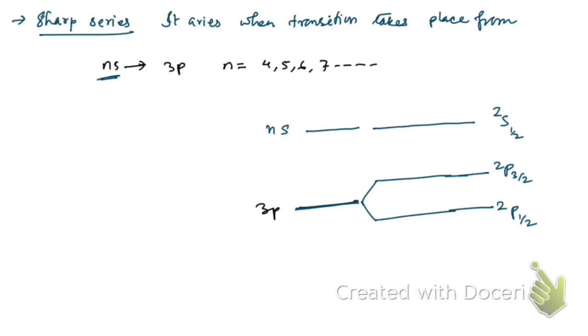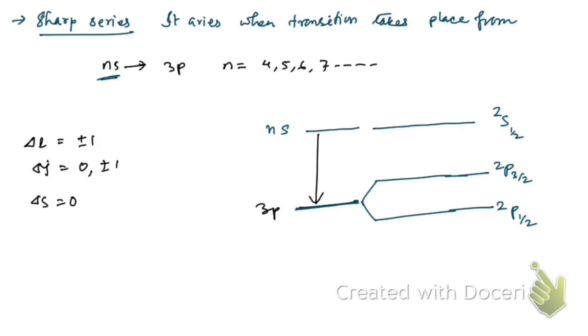Okay, so now here transition takes place from this ns to 3p, and it must have more components. So in order to find that, we must follow the selection rule, that del L is plus minus 1, and del J is either 0 or plus minus 1, and del S is 0, right?